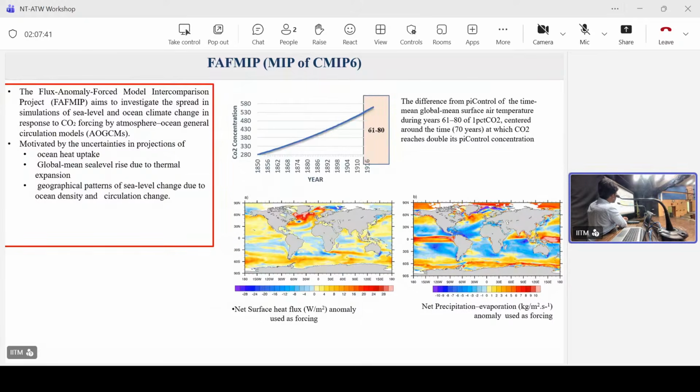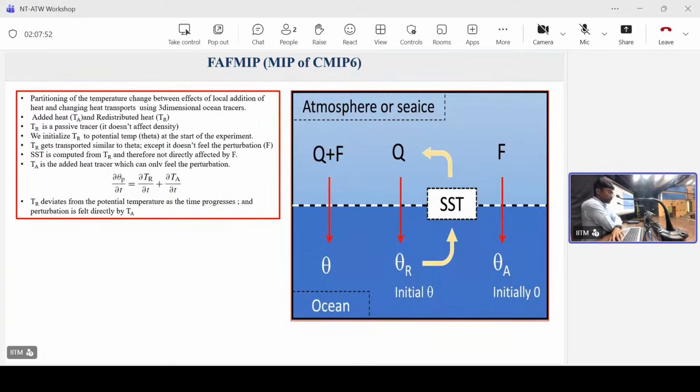We also do the same for precipitation minus evaporation, because both temperature and salinity can modulate your density in the Atlantic and cause changes in the AMOC. So this is the basic protocol we follow. We have introduced three-dimensional ocean tracers, which are the added heat and the redistributed heat, so we see the changes going into the results.